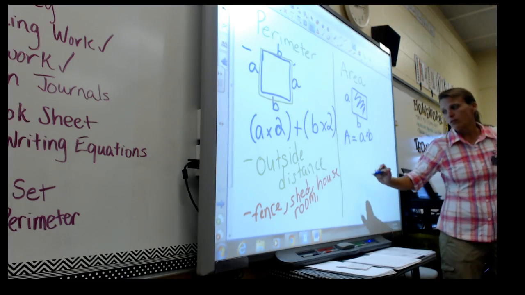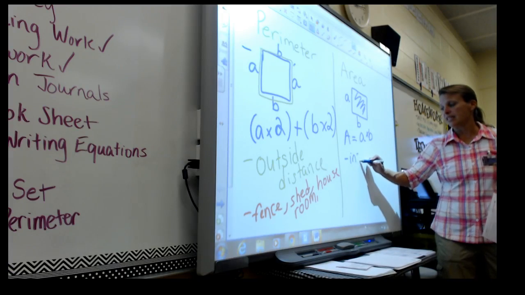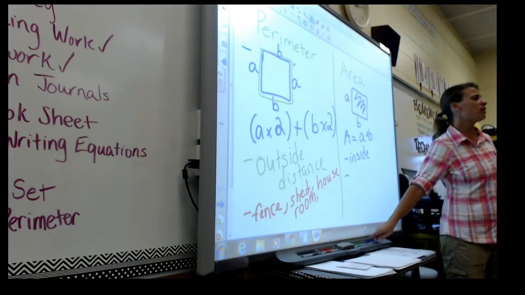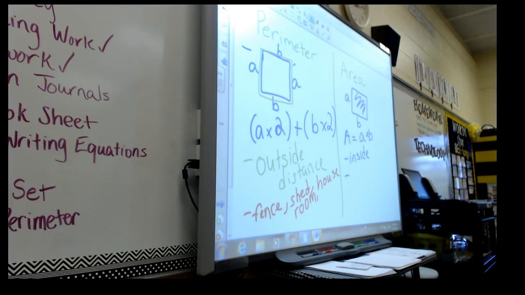So, right, that's the inside. Why do I care about the area? When would I find out anything dealing with the area? Mary Margaret? Leo?